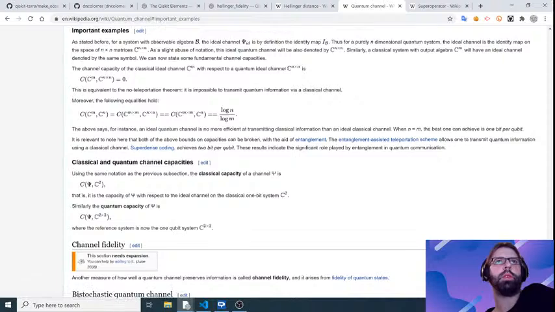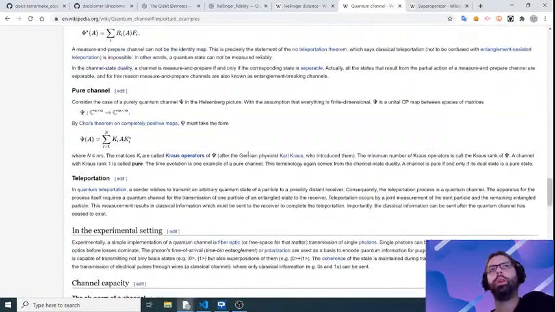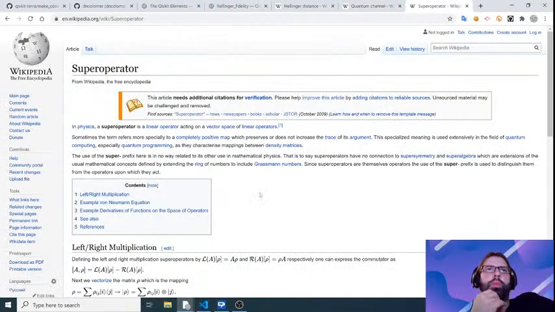Important examples. There's channel capacity, but I think that's not something I'm going to dig into more right now. But it's a quantum channel. A superoperator is a linear operator acting on a vector space of linear operators. Sometimes, so is it maybe an operator of a quantum channel? Maybe. Sometimes the term refers more specially to a completely positive map which preserves or does not increase the trace of its arguments.